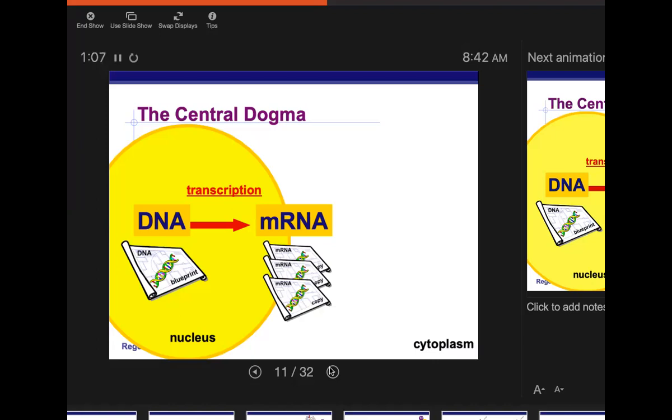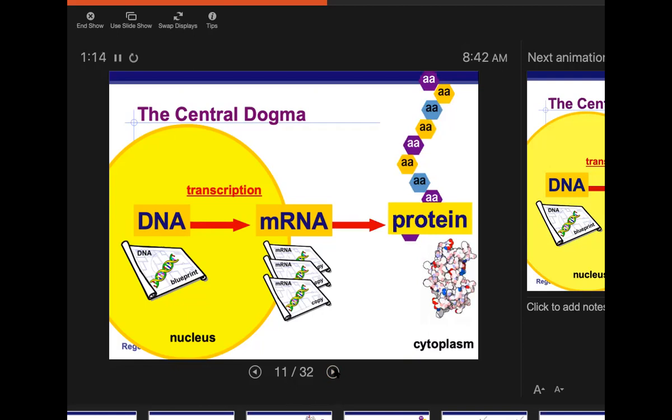Now, where do those copies go? Well, when we learned about organelles, we know that ribosomes are responsible for making proteins. So those copied instructions of mRNA will go to the ribosomes in the cytoplasm to build the protein using those instructions. Okay? Any questions on that?